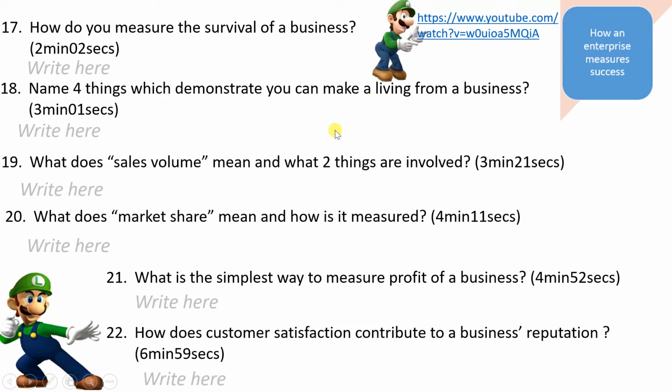Question 19, measuring the sales volume. Question 20, measuring the market share. Question 21, measuring the profit. And question 22, the customer satisfaction, because that does get measured as well. So all these things will help you work out whether a company's been successful because you're measuring that success.